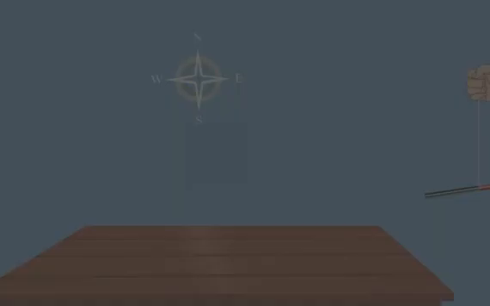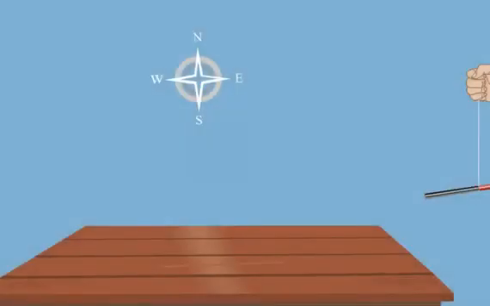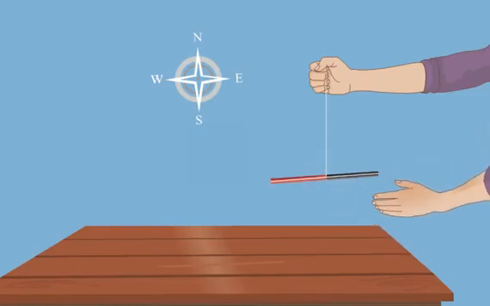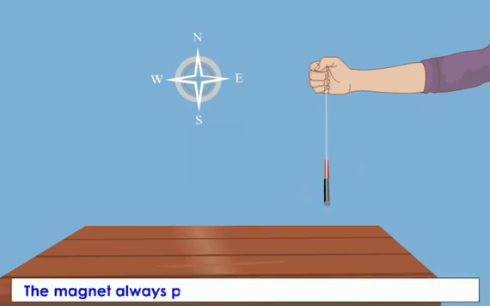Let us perform an activity. Students, take a bar magnet and suspend it freely, as shown here in the figure. You will see that the magnet comes to rest after some time. Now observe the direction pointed by the two ends of the magnet. Again, disturb the magnet a little from its position of rest and allow it to come to rest. What do you observe again? You will find that the magnet always points to the same, that is, north-south direction.